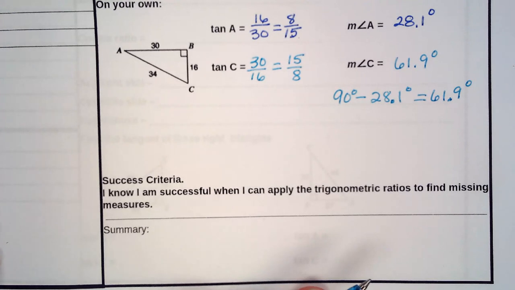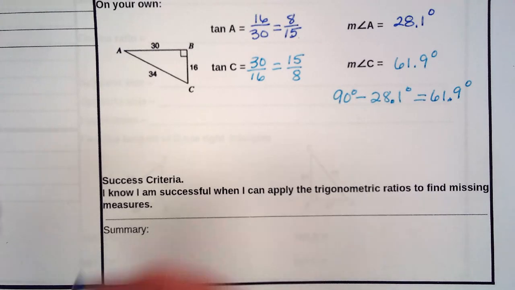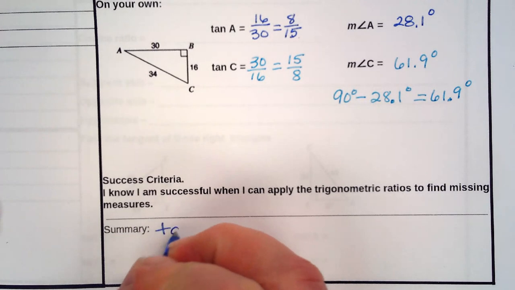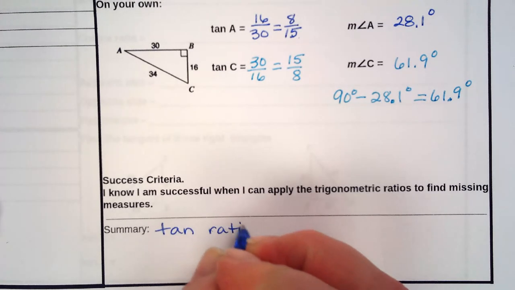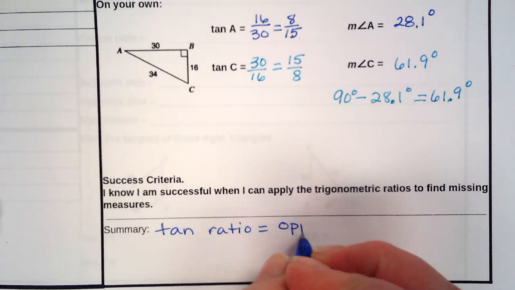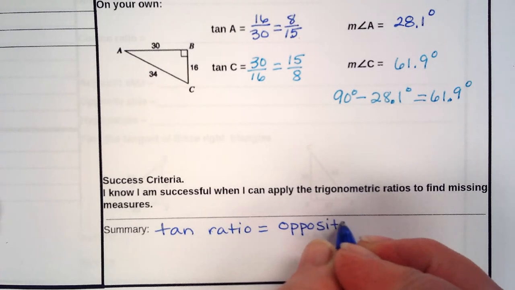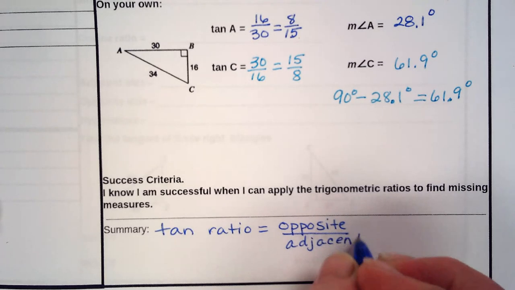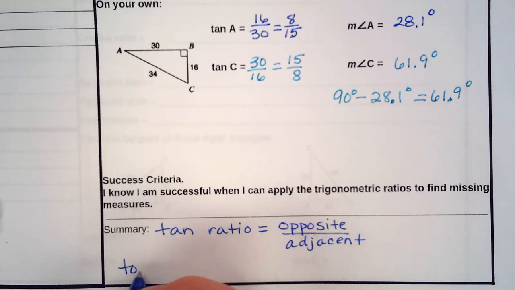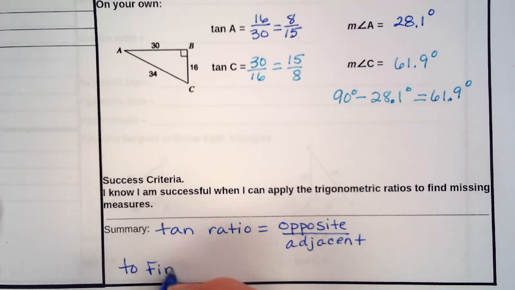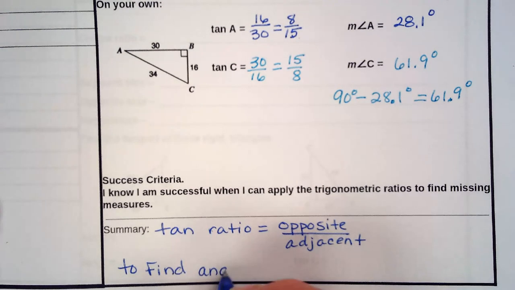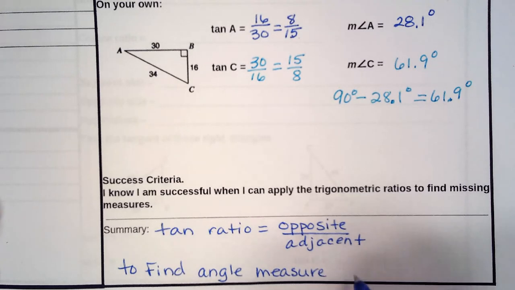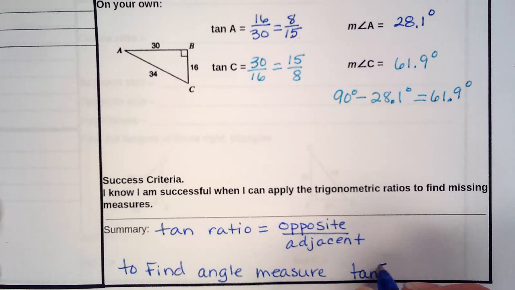So how do you know when you're successful? When you can apply the trigonometric ratios to find missing measures. This is the tangent ratio, which is your opposite length over your adjacent length. And to find the measure of the angle, you use that tangent to the -1 power.